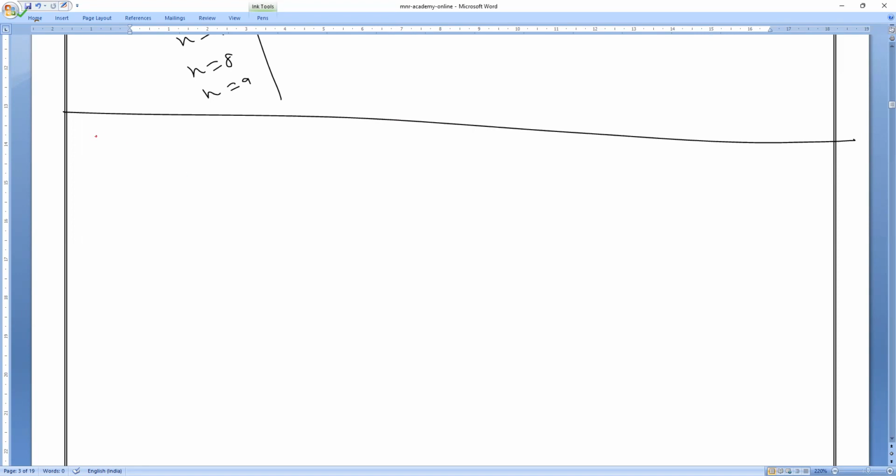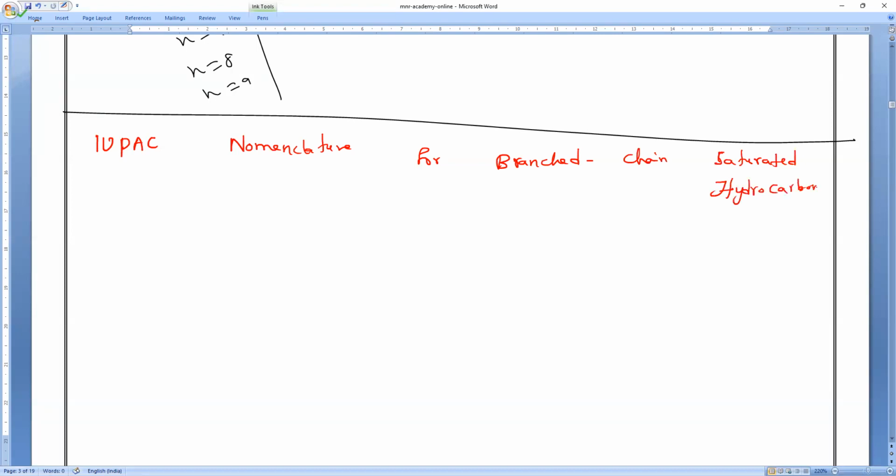Yeah. So next, the most important one is writing the IUPAC names, understanding the nomenclature of branched hydrocarbons. That is the most important. So this is what we wanted: branched chain hydrocarbons. We studied only alkanes. So alkanes are called what? Saturated or unsaturated, everybody? They are called saturated hydrocarbons. So what is the IUPAC nomenclature for branched chain saturated hydrocarbons?